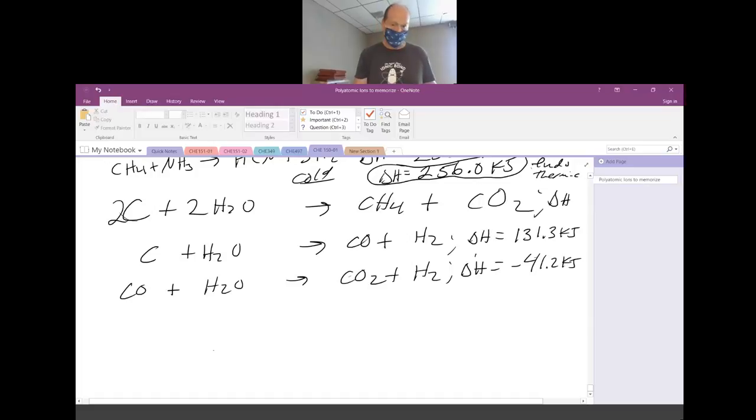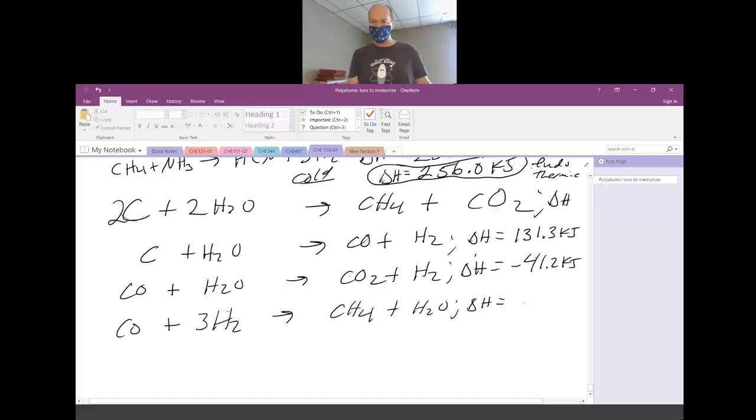And then the third reaction is given. CO plus 3H2 yields CH4 plus H2O. And the delta H for the last reaction given is negative 206.1 kilojoules. All right, so same thing.